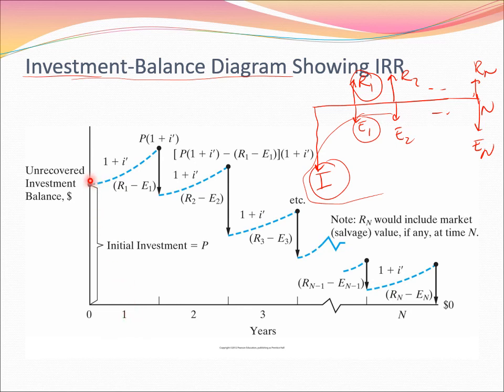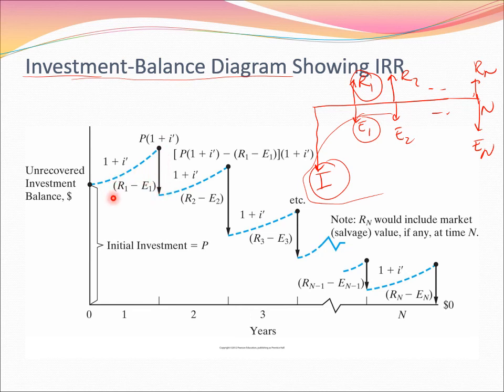In 1 year of time, I need to pay an interest on this initial investment. So that amount becomes P times (1 + i'). This is the future value of this initial investment. And then I am earning some revenues and I have some expenses. So R1 minus E1 is the net earning for me at the end of year 1. So this was the initial amount that I borrowed or initial investment plus its interest. And I am earning R1 minus E1, so my debt reduces to this much.